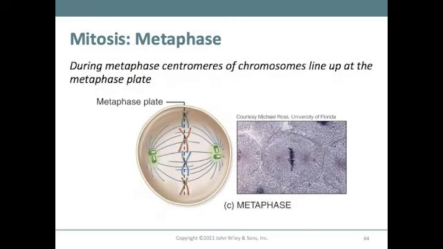During metaphase, the microtubules of the mitotic spindle align the centromeres of the chromatid pairs at the exact center of the mitotic spindle. This plane of alignment of the centromeres is called the metaphase plate.